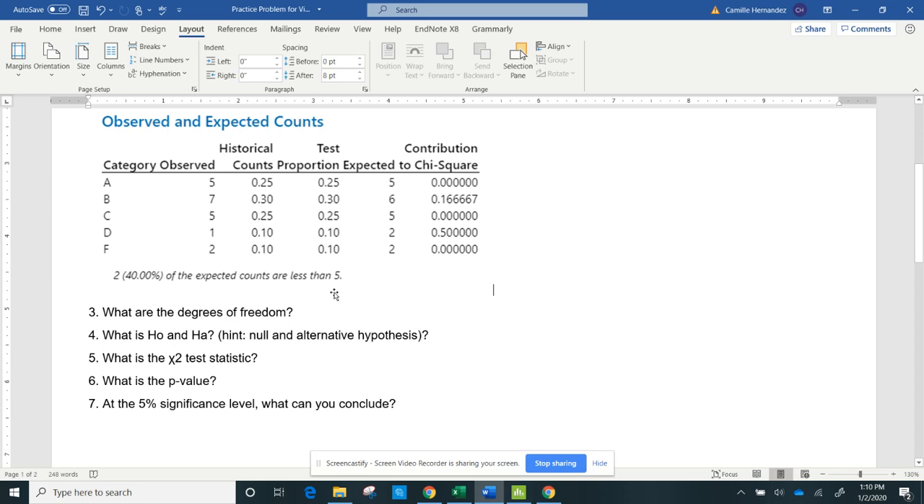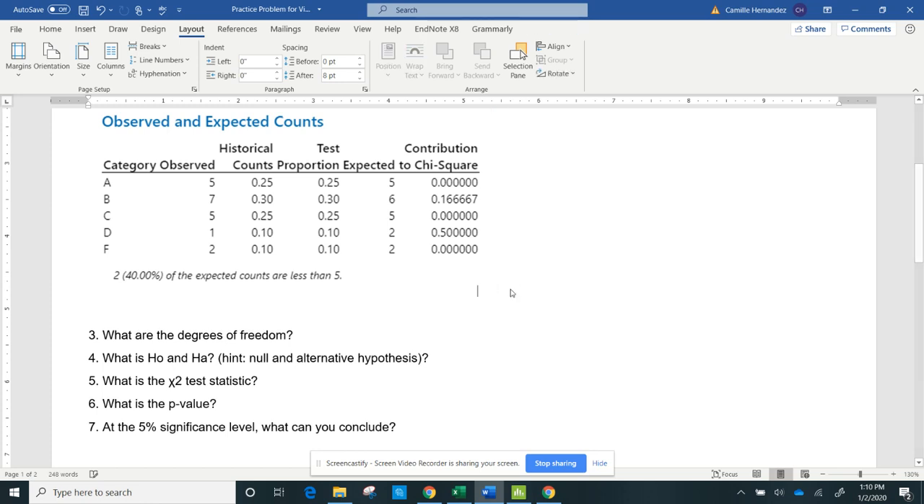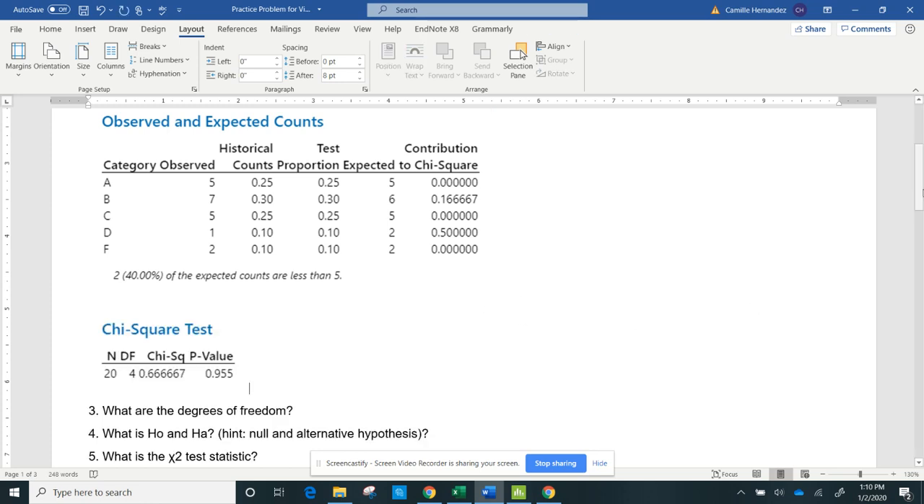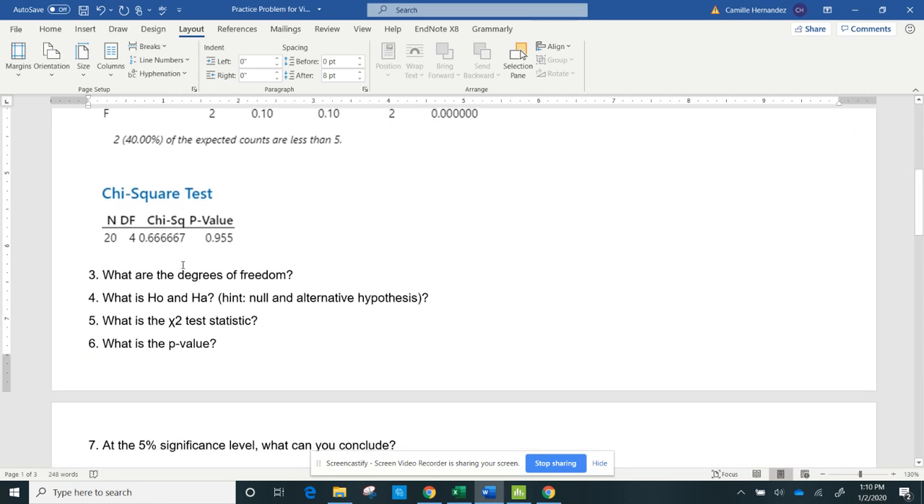So then I'm going to put my next amount of values right here. Okay. So next question, what's your degrees of freedom? Well, I know my sample size is 20 because that was the number of observed values I had. My degrees of freedom is 4. So that goes right there.